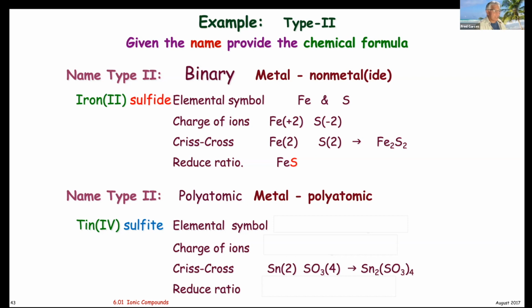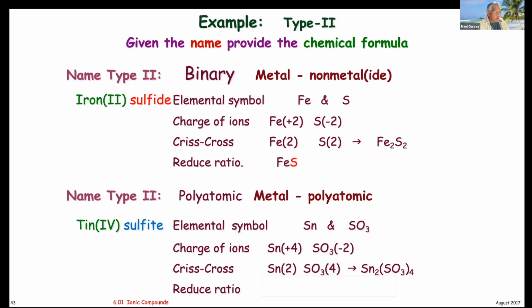Let's take a look at tin sulfite. Tin is Sn, but it's a +4 in this case. Sulfite is SO3. So that's what we have. We know that tin is +4. How do you know? It's in the name. You know that sulfite is -2. How do you know? Look it up. Sulfite is -2.